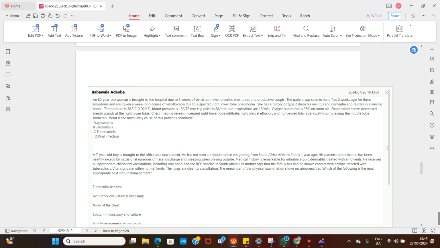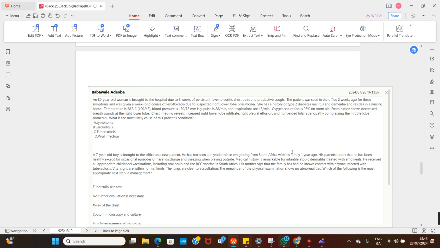What are we picking? Hilar adenopathy, lower lobe infiltrate, effusion. Yeah? Which one? Tuberculosis. What type of tuberculosis? Primary, secondary, tertiary, quaternary, or latent? I think primary. Primary tuberculosis. That's fine. And what risk factor can we pick from here? She has type 2 diabetes and she also stays in a nursing home. Okay, that's fine.